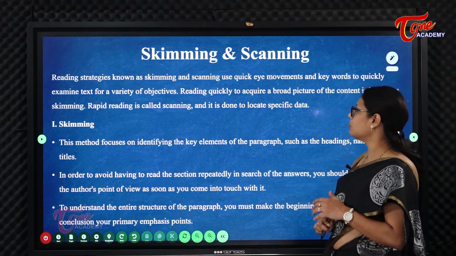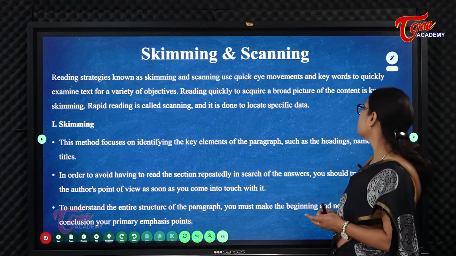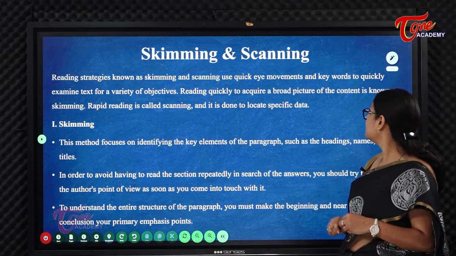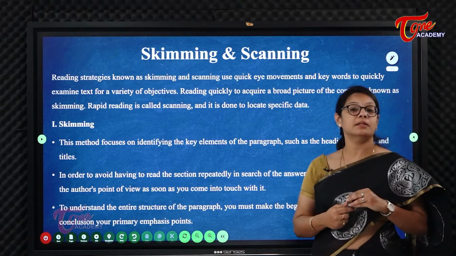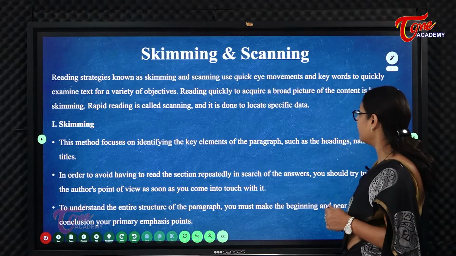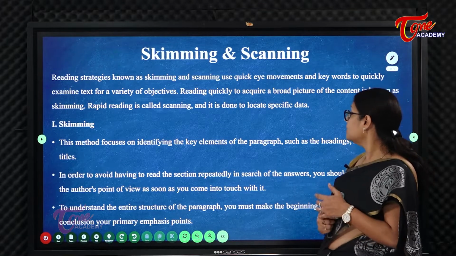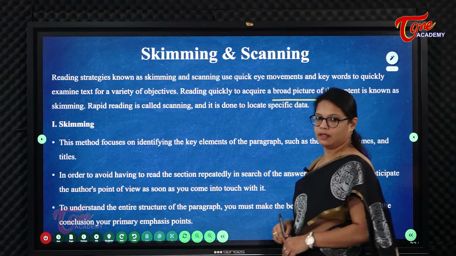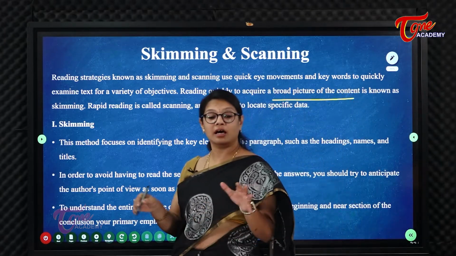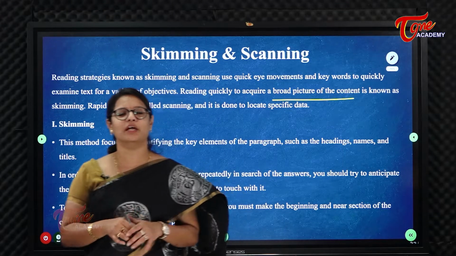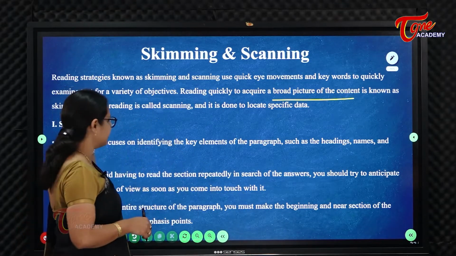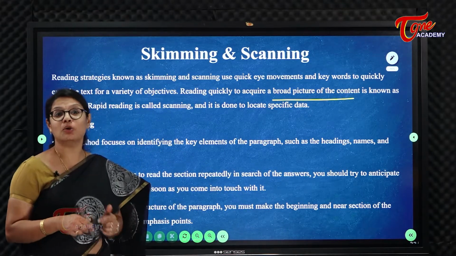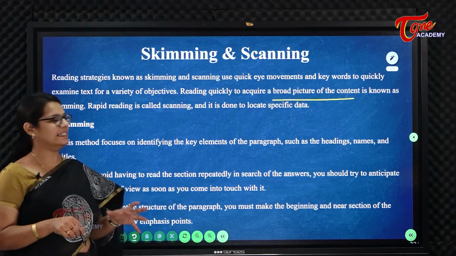Reading strategies known as skimming and scanning use quick eye movements to identify keywords and examine the text of a variety of objects. Quickly reading in order to acquire a broad picture of the content, an overview of the entire content, is called skimming. And rapid reading to locate specific data is called scanning.